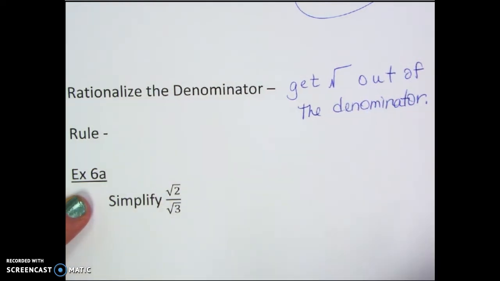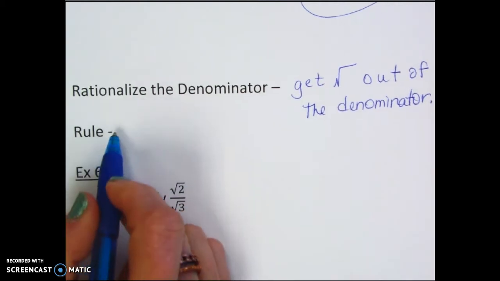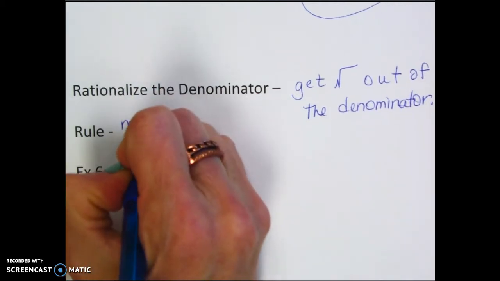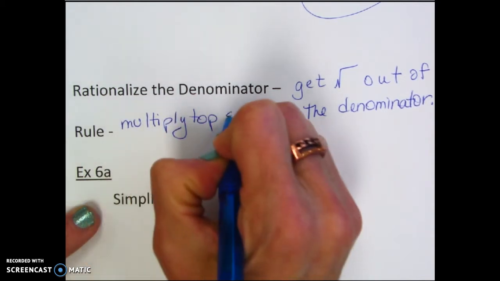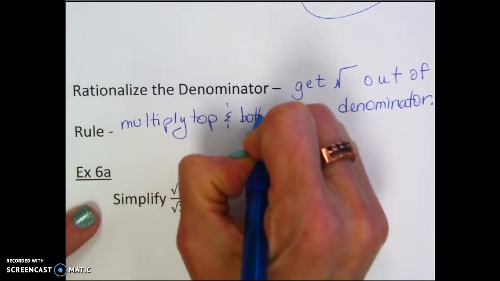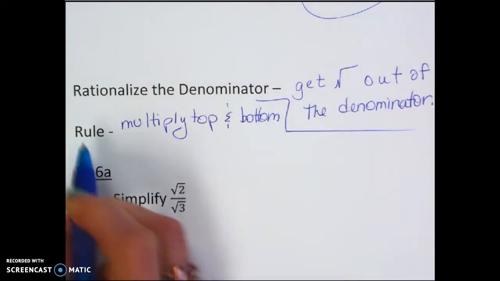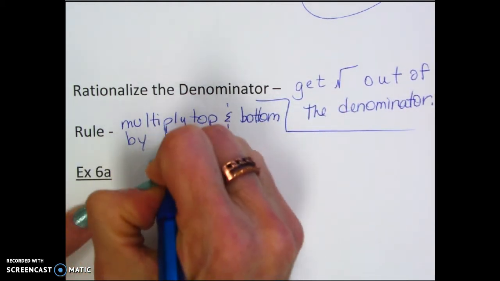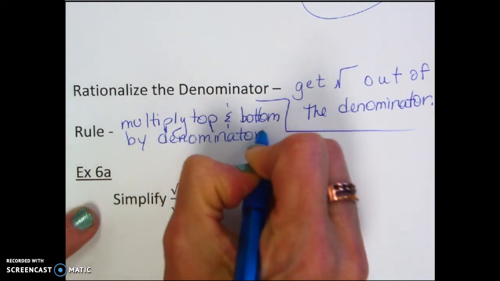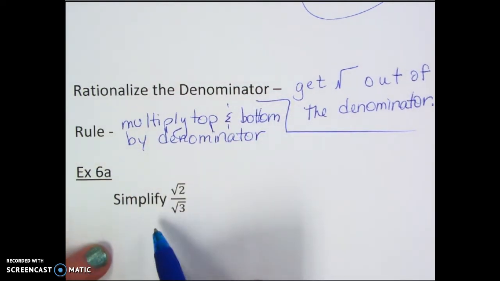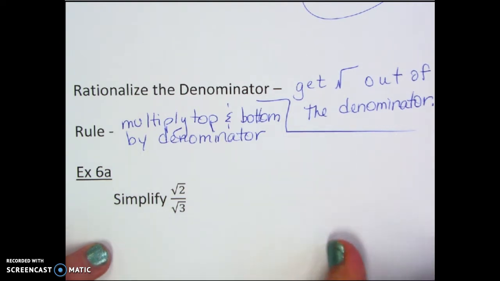Okay, no square roots in the denominator. The rule for us to do that is we multiply the top and the bottom by the denominator. All right, so simplifying, square root of 2 over the square root of 3.